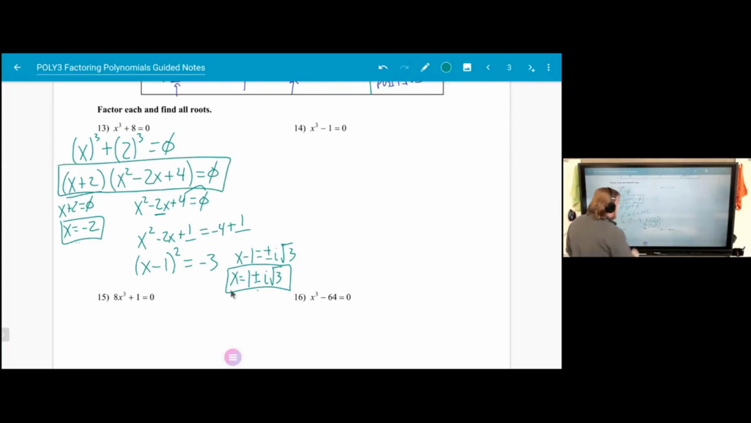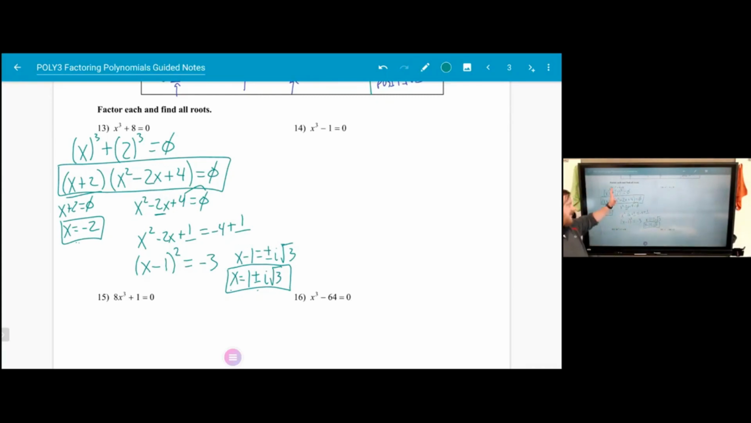These are our 3 solutions. Woo! That's some good work right there. Like I said, I'm going to do one more with you because I think number 15 is an interesting one. I know they're both addition, but just hang with me, okay?